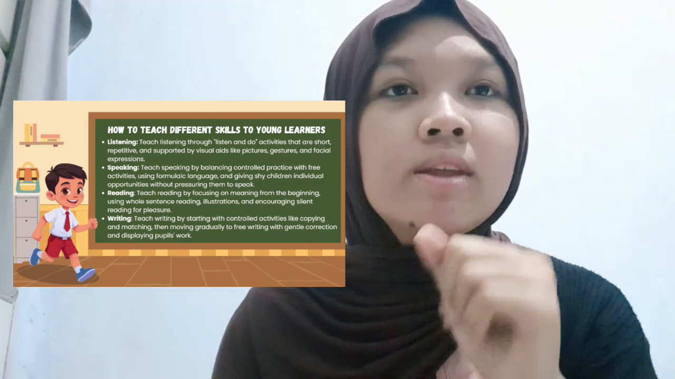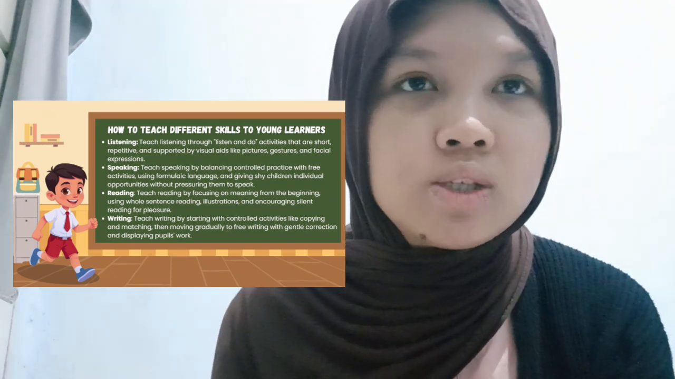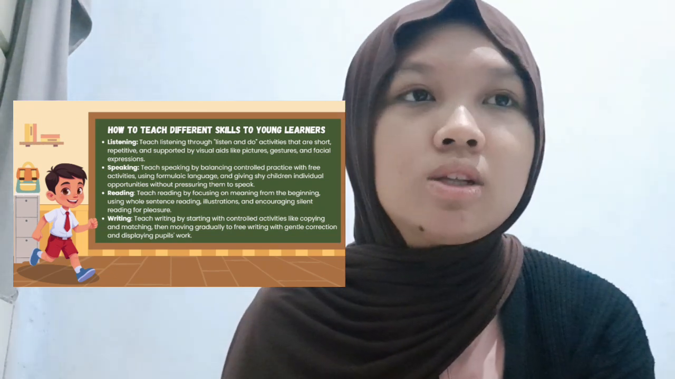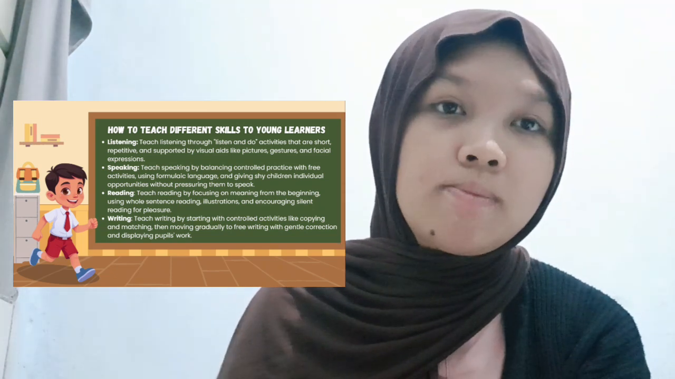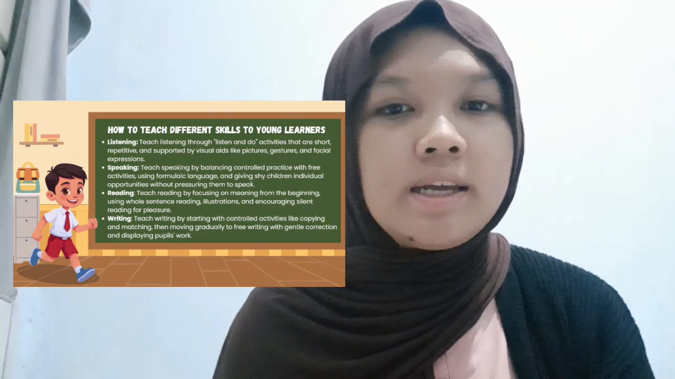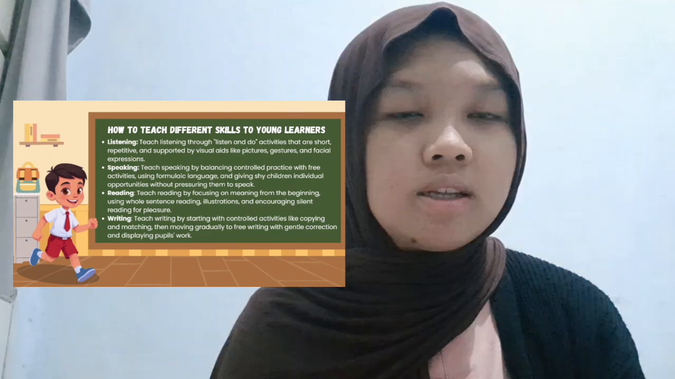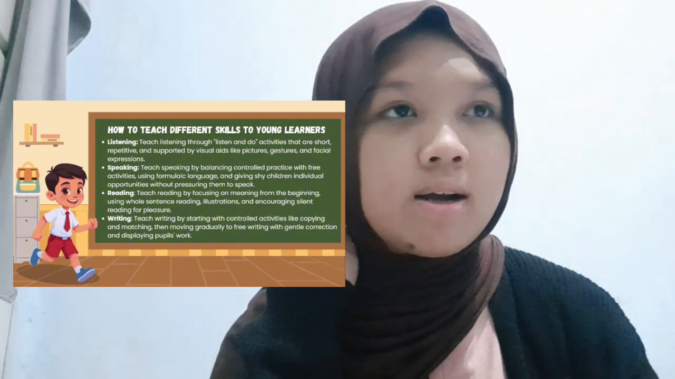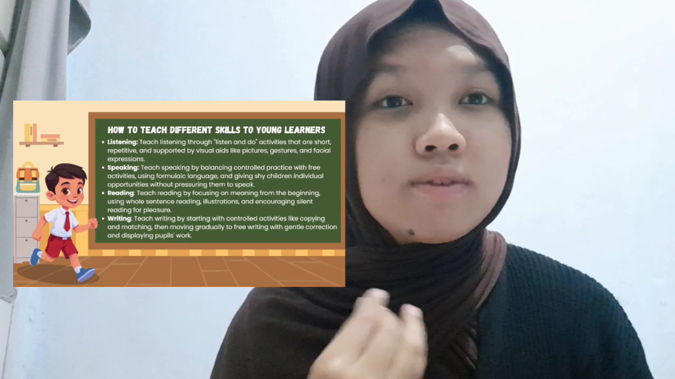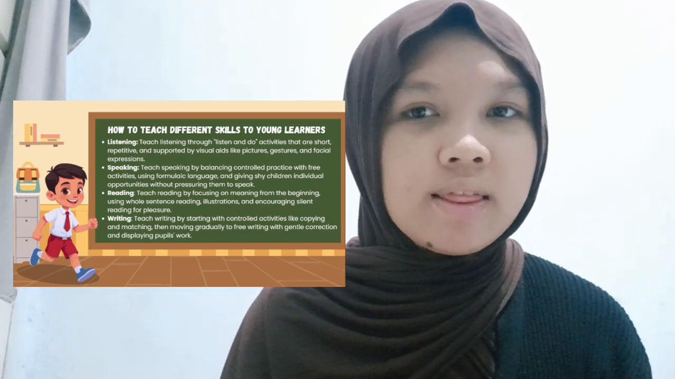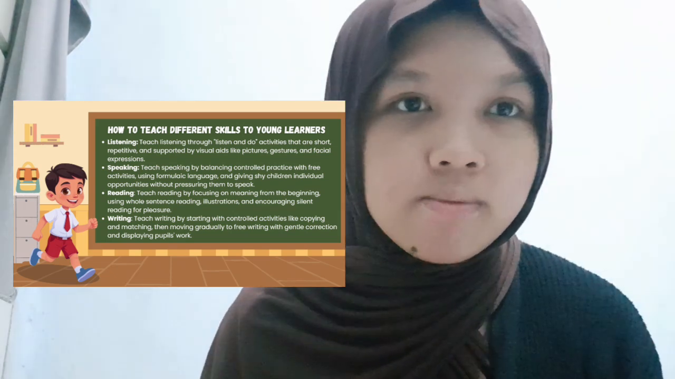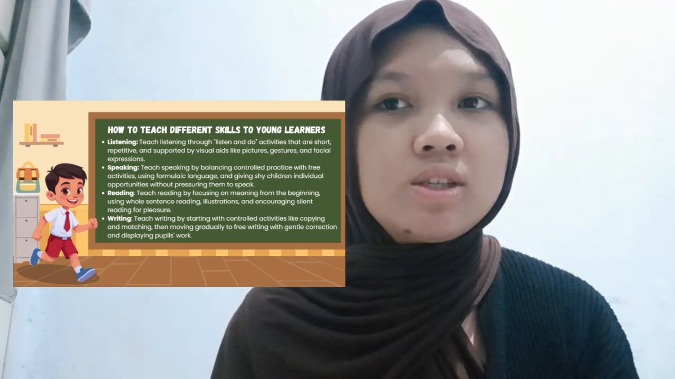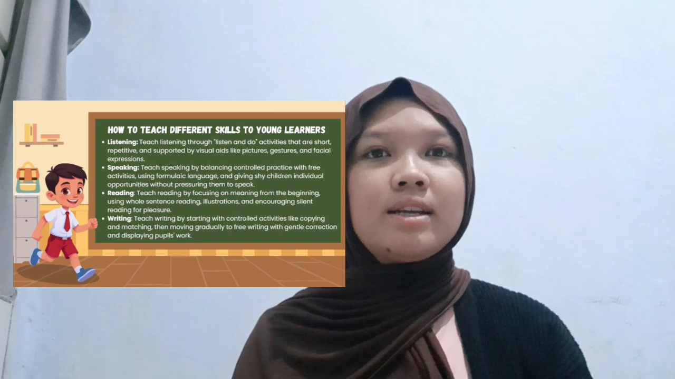Next is speaking. Teach speaking by balancing controlled practice with free activities, using formulaic language and giving shy children individual opportunities without pressuring them to speak. An example is the class is divided into two groups, and then one group must have a conversation with the other group about the topic, and at that time the shy students will be braver to speak because it's just among friends.